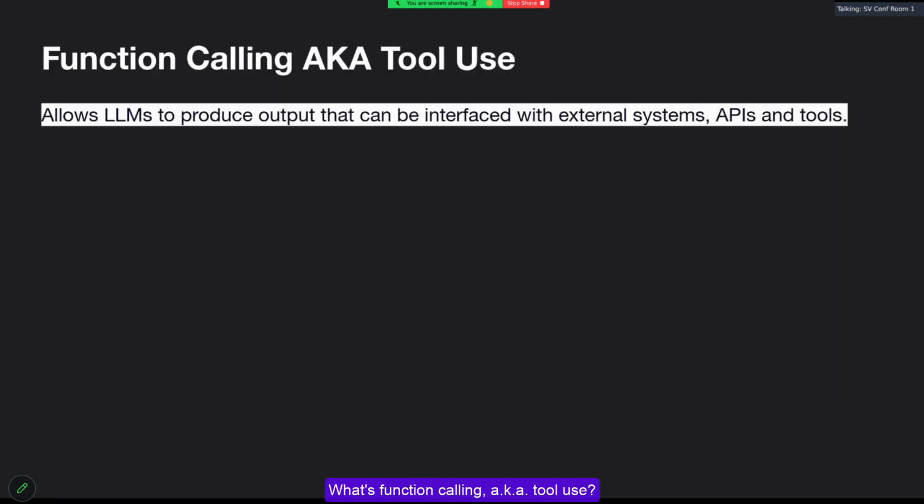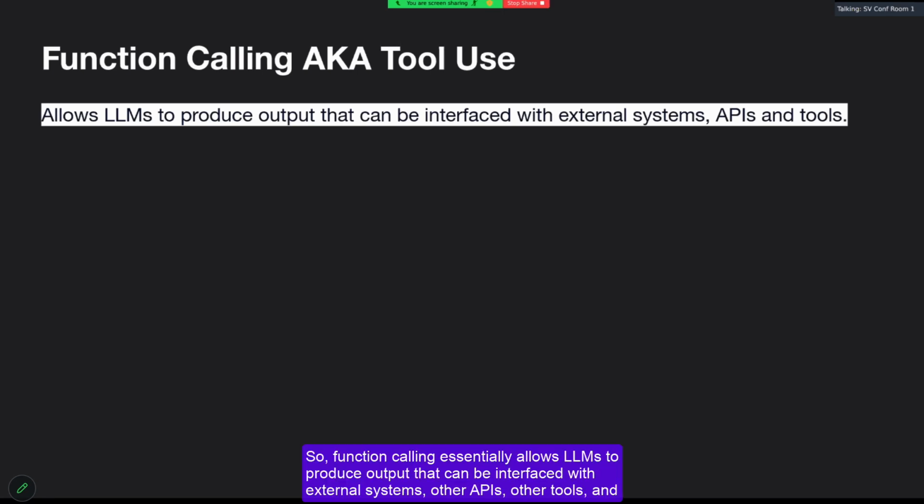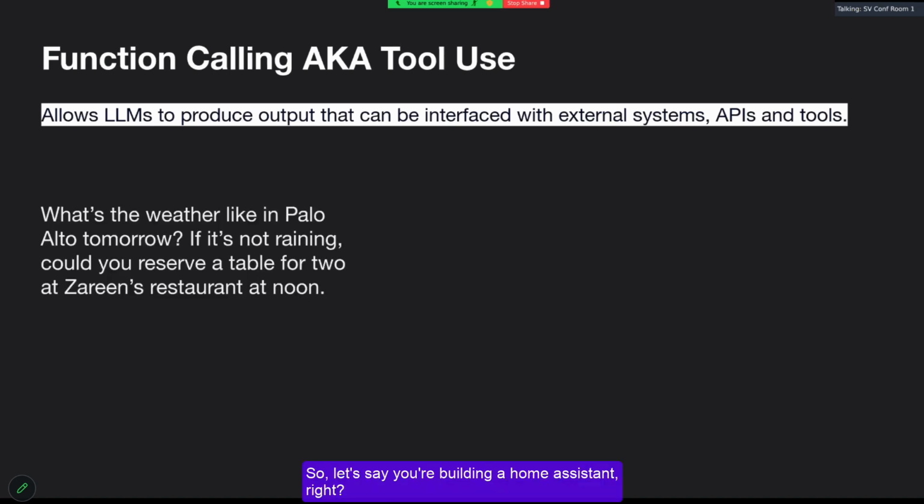What's function calling, aka tool use? So function calling essentially allows LLMs to produce output that can be interfaced with external systems, other APIs, other tools, and so on. And think about this. Let's say you're building a home assistant, right? And you want the assistant to book a meeting on your calendar for tomorrow or whatever. Now, with a standard LLM, if you ask it to do that, it's just going to produce text output. It's not really going to take any actions for you, right?